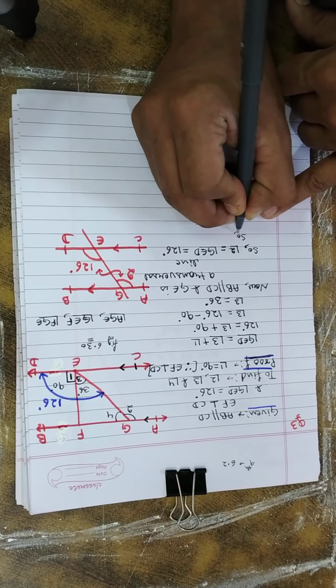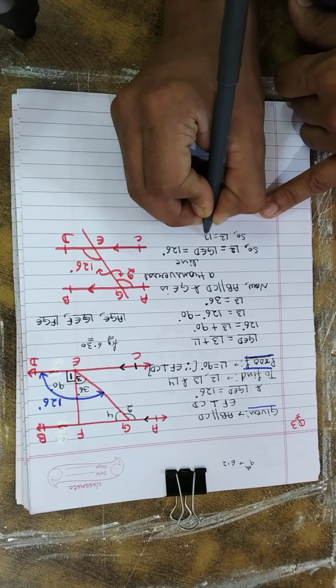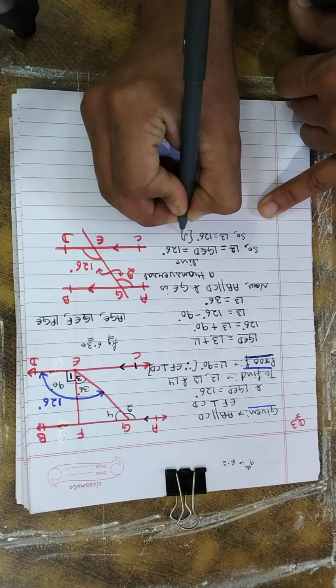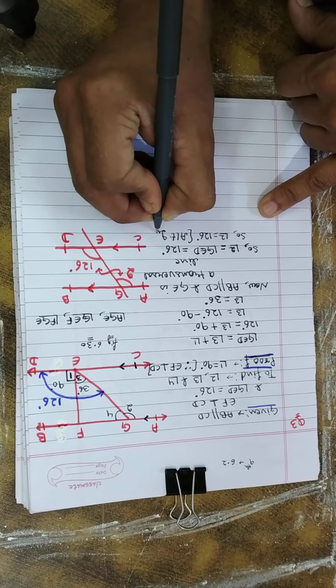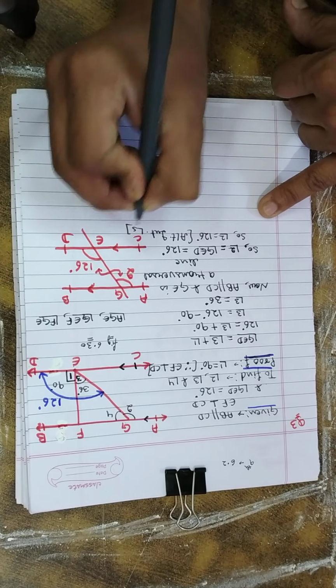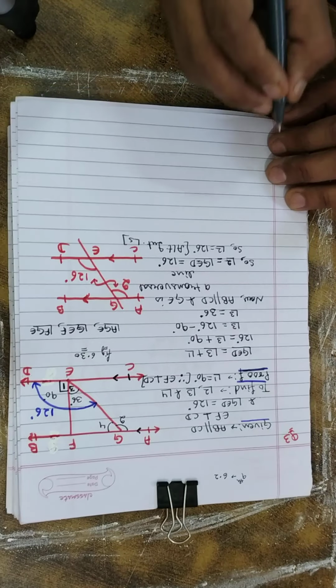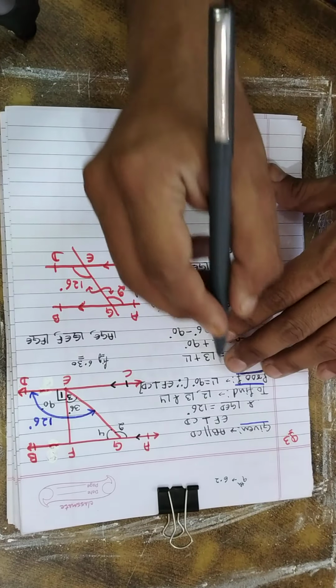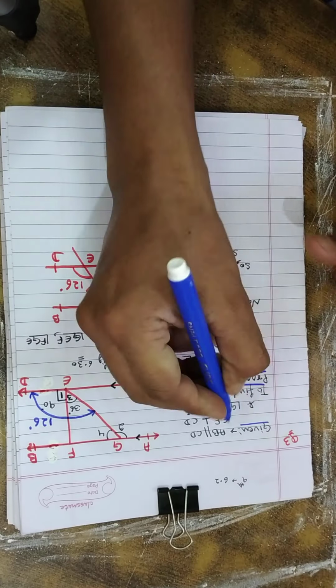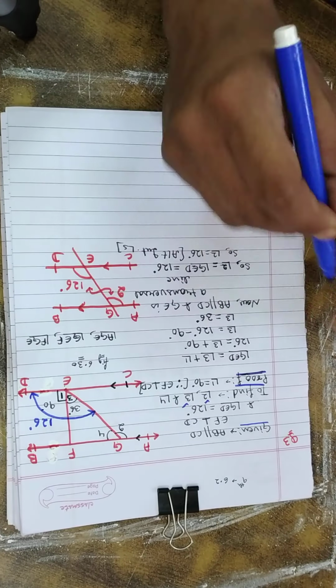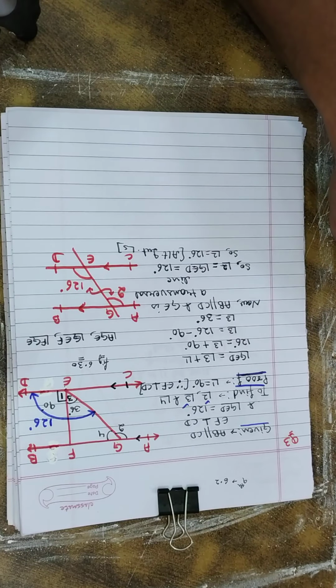So angle 2 is equal to 126 degrees. Reason: alternate interior angles. Clear? Now what angles do you have to find? Angle 2 is already found. Angle 3 is already found. We are left with angle 4.